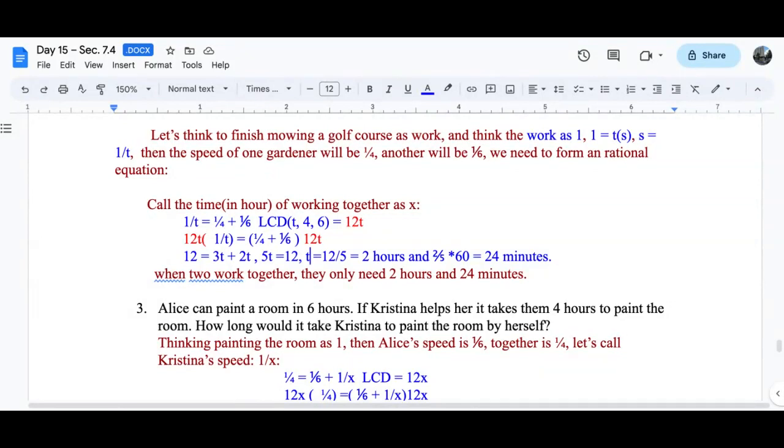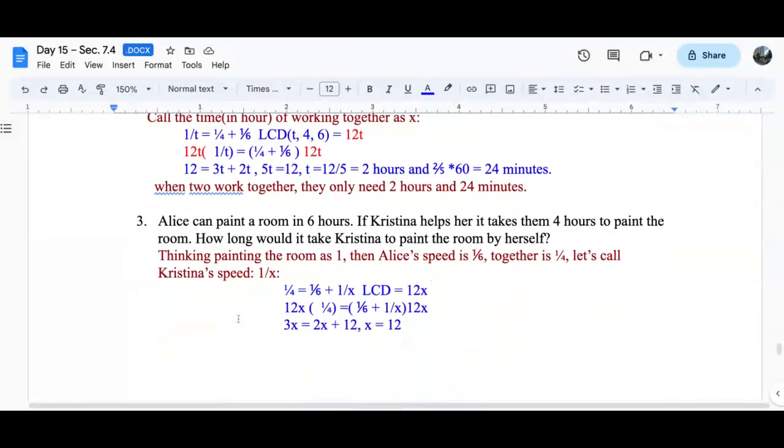Anyone has any questions? Okay. All right. No questions. Let's keep going. Let's see this example.